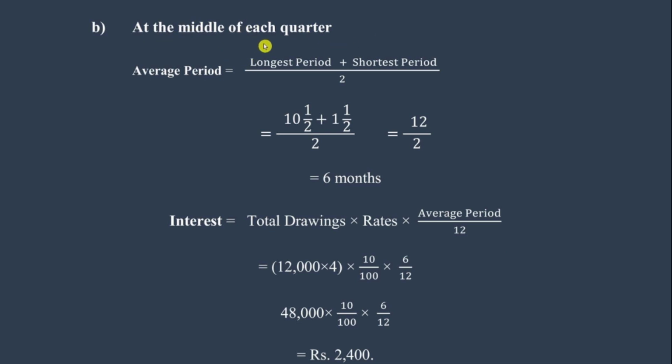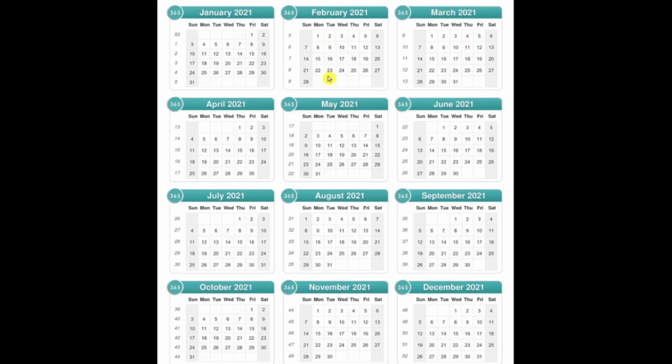Okay, next, in this scenario, we'll consider the middle of each quarter. The middle of each quarter is nothing but the middle day of the quarter. In order to fulfill the main formula, we need to calculate the average period. So the average period formula is longest period plus shortest period, as we all know, divided by 2. To calculate the average period for the middle of each quarter, we have to come here to the calendar. So here the quarter will start from April. The next quarter will start from July, the next quarter is October, and next is January.